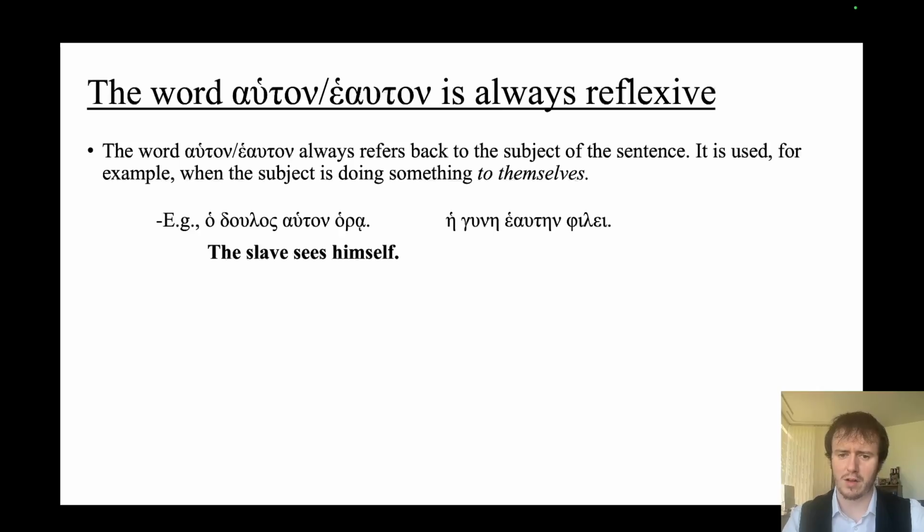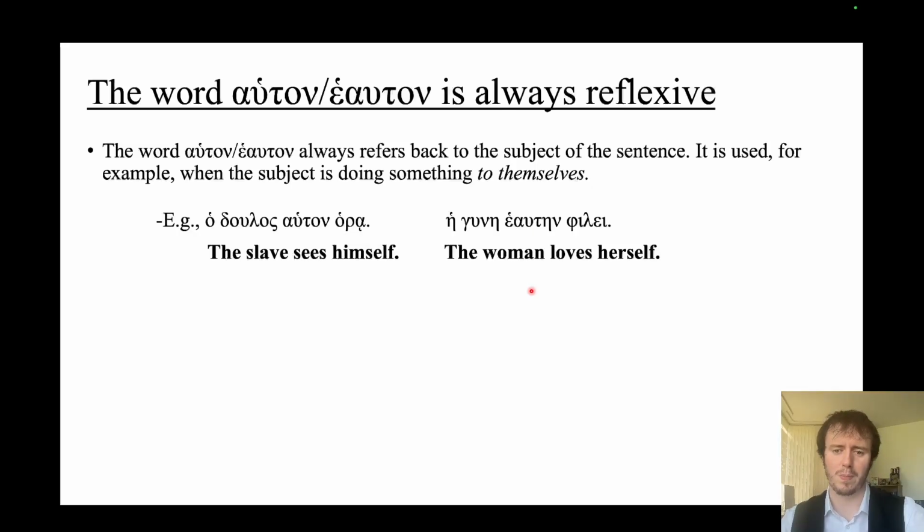Let's look at another example. Here is the sentence ἡ γυνὴ ἑαυτὴν φιλεῖ. Here we have the other version of this word with the rough breathing at the start. This says, the woman loves or likes ἑαυτὴν, herself. The woman loves herself. It's feminine accusative singular, confirming that we should say herself. But as I said, this word always refers back to the subject. And so since the subject is the woman, we must say herself for ἑαυτὴν.